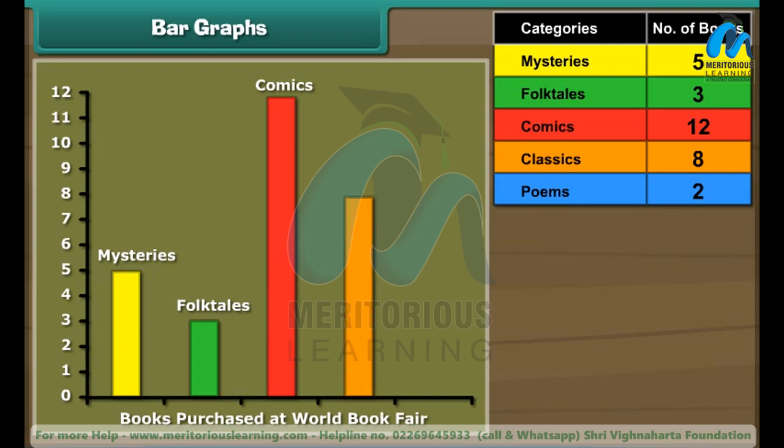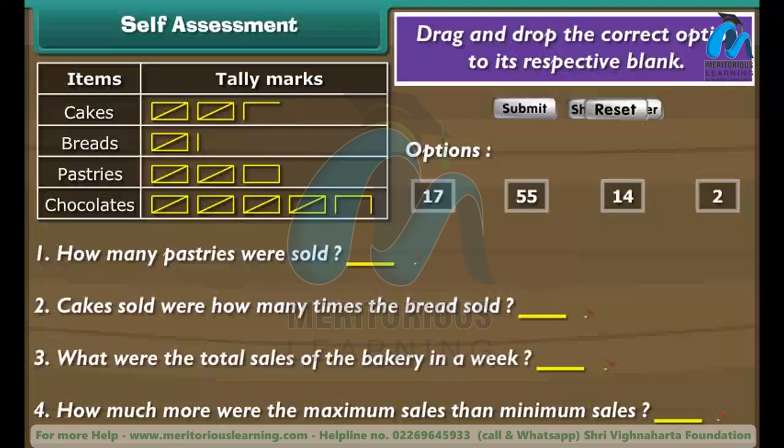We now draw a bar 8 centimeters tall for classics. Last, we draw a bar 2 centimeters tall for poems. The bar graph is ready.